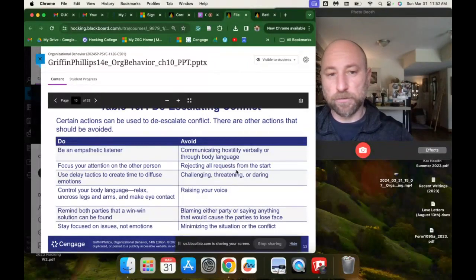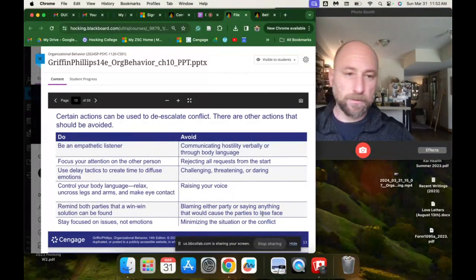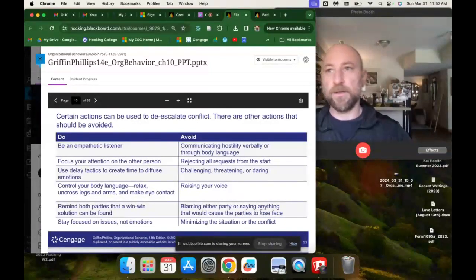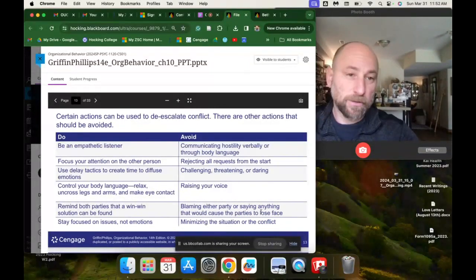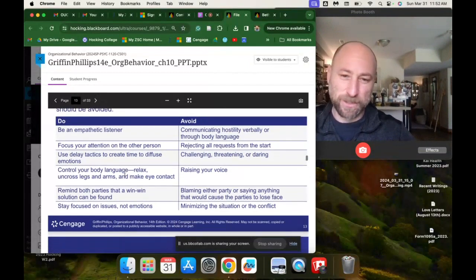Avoid communicating, we did that one. Reject all requests from the start, challenging or threatening or daring, raising your voice. Obviously other things go along with that: stomping around, getting up, slamming a door, blaming either party or saying anything that would cause the other party to lose face, become embarrassed, minimizing the situation or conflict. A lot of times we do the opposite, right? In a conflict, we specifically go out of our way to insult the person. Rather than trying to help them avoid feeling insulted, we actually do the bad thing that we're trying to avoid.